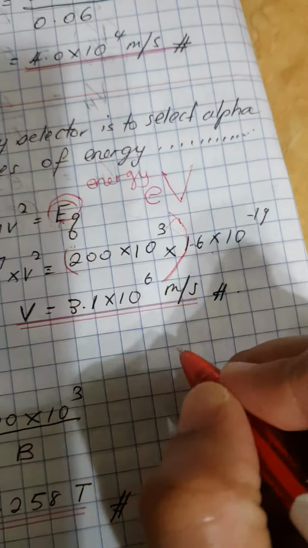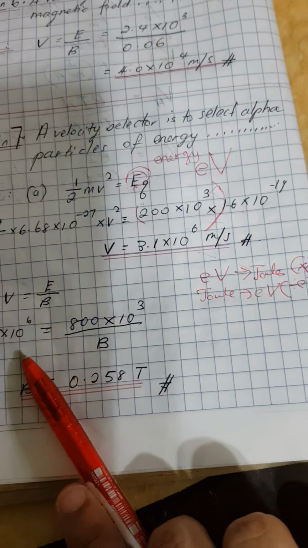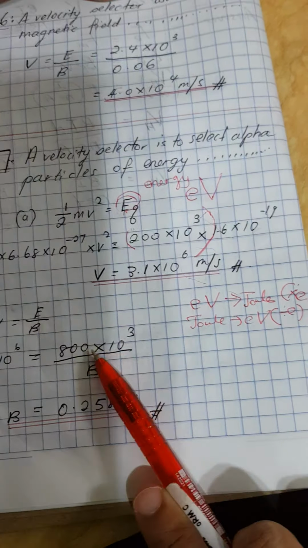Many people cannot do this one, and your answers don't have units. Please check, this one is 3.1 times 10 to the power something. None of you was able to get this answer, I don't understand why. Next one, B: what must be the magnetic field strength? Using back this equation, v equals E over B. You already know your v from section A, and you already know your E also. You just substitute and you can get your answer.